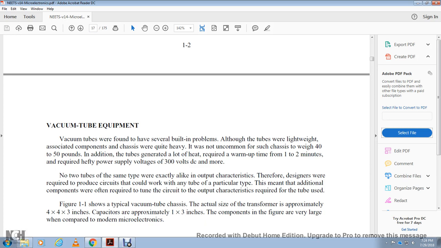Two tubes of the same type were not exactly alike in their output characteristics, so designers were required to compensate for the differences. In a circuit that could work with any of the two, additional components were often required to tune it, since the output characteristic is a square of the tube.